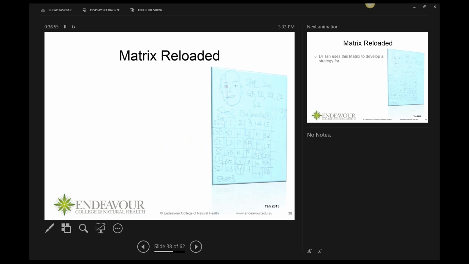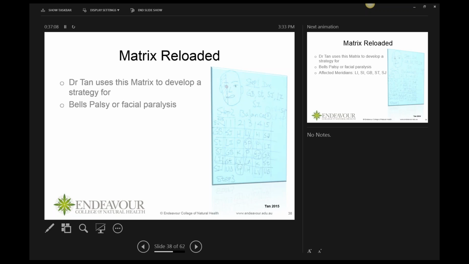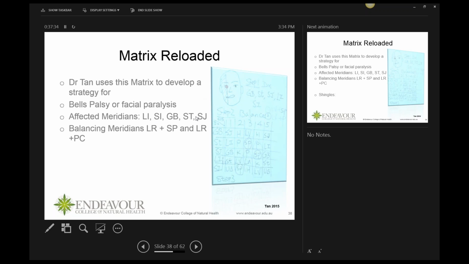So he uses this matrix to develop strategies for multiple problems. The ones that he specifically told us about was Bell's palsy or facial paralysis, which is the photo that I've got up on the slide. So again, what meridians are involved, and then these are just the systems that balance it out, and then how can we treat as many with as few meridians as possible. So the affected meridians for Bell's palsy, basically all those channels apart from the bladder channel, not really affected in this sense. So the balancing meridians, again, just filling out that matrix, we end up with liver and spleen and liver and pericardium, balancing all of those channels.